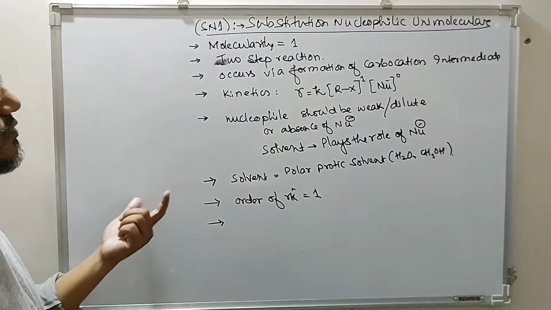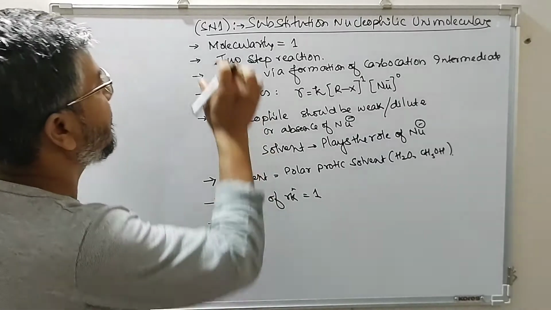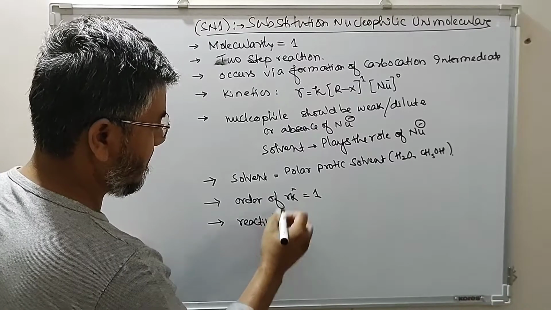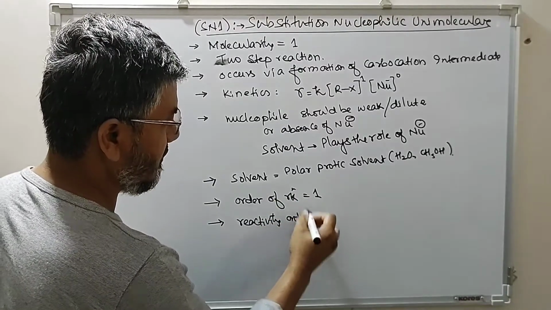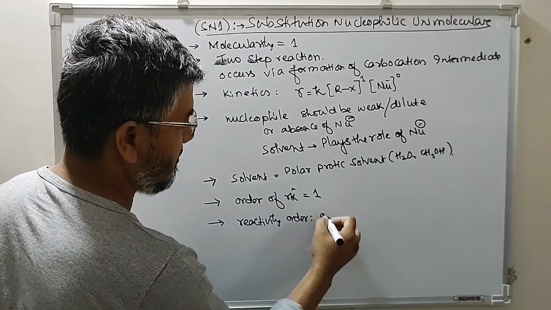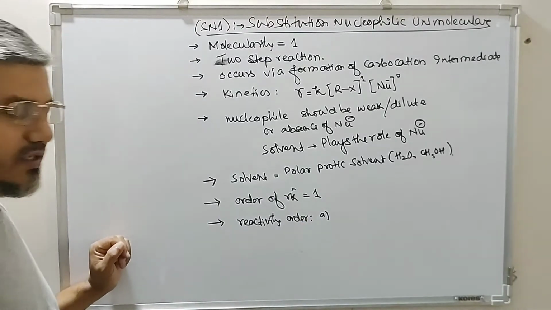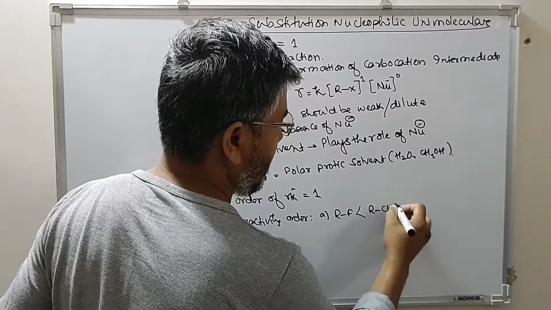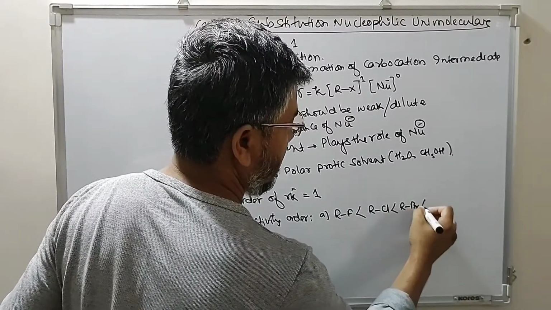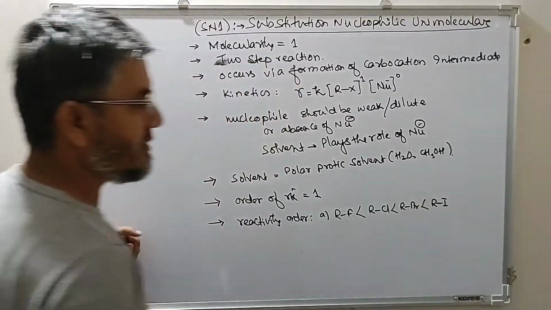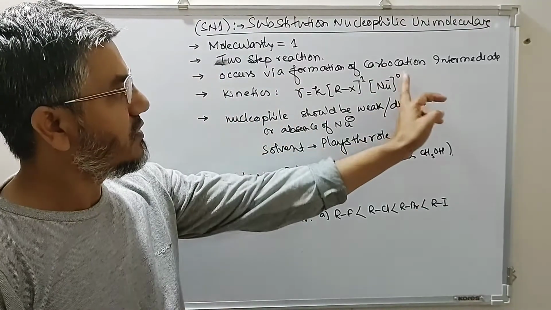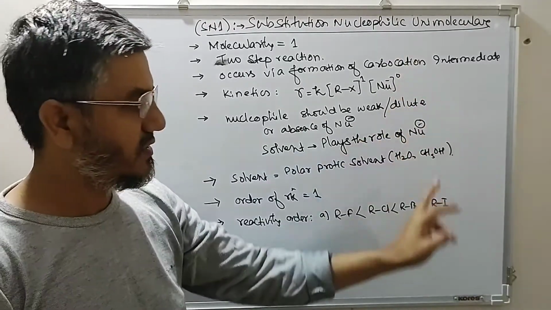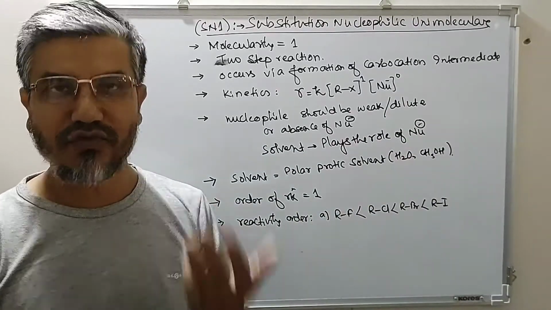Now coming to this reactivity order of alkyl halides. Now if we have different halogens, then the order is this. So again we have the same reason. Look at this, there is a formation of carbocation.